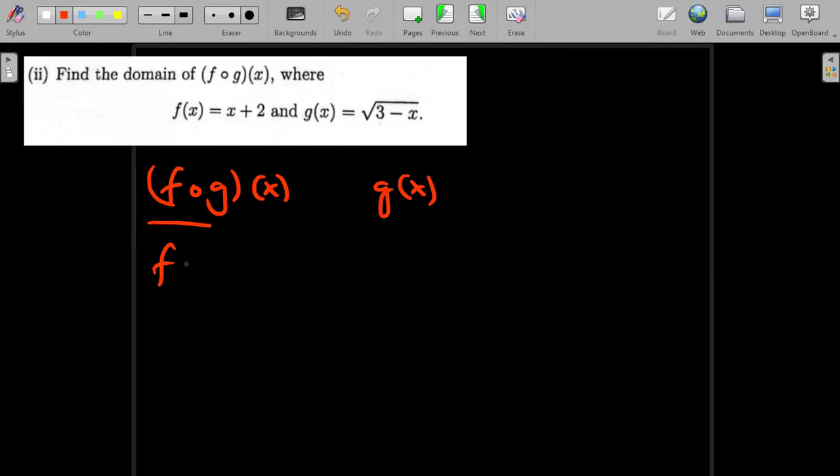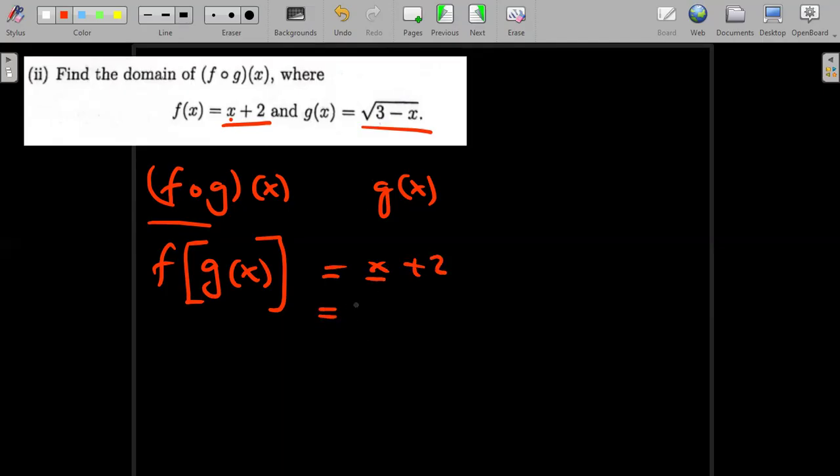So f of g of x is just the same as writing this. Okay, like that. So in the function f of x, where there's x, I must replace it with the function g of x. So, x plus 2, then where there's x, I replace that with the function g of x, which is just 3 minus x, like that. Then I have plus 2. So this is what I get. Then I have g of x, that g of x is just 3 minus x. So I should get the domain of this one.